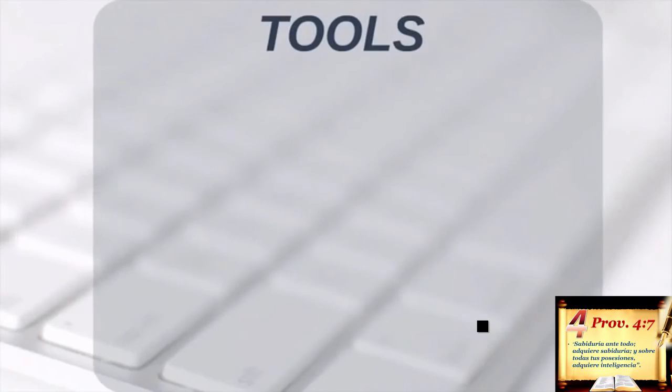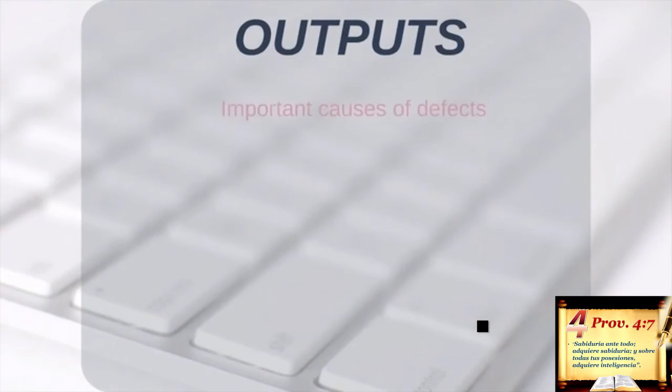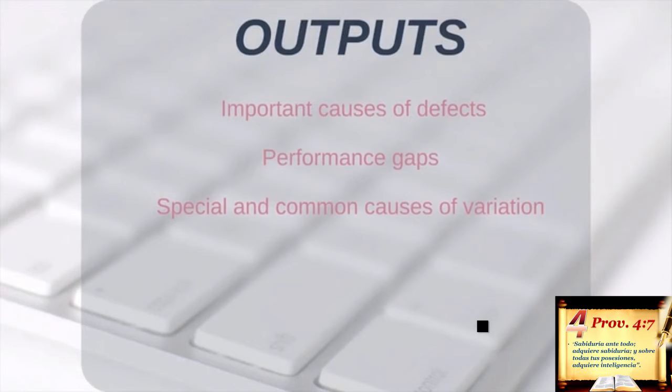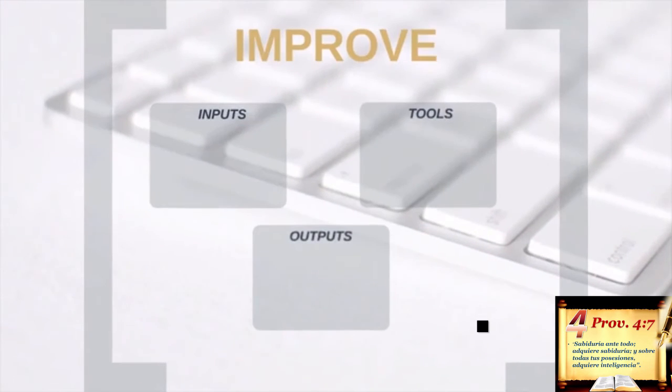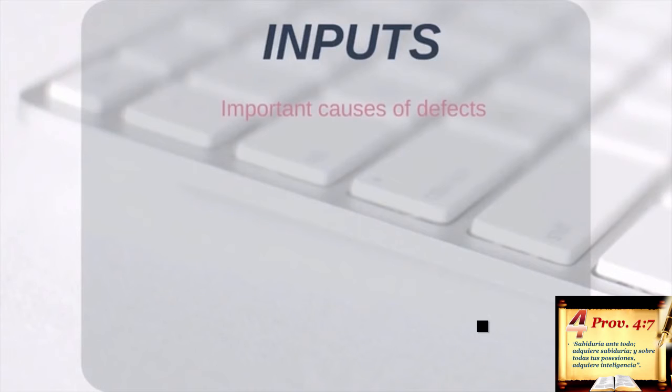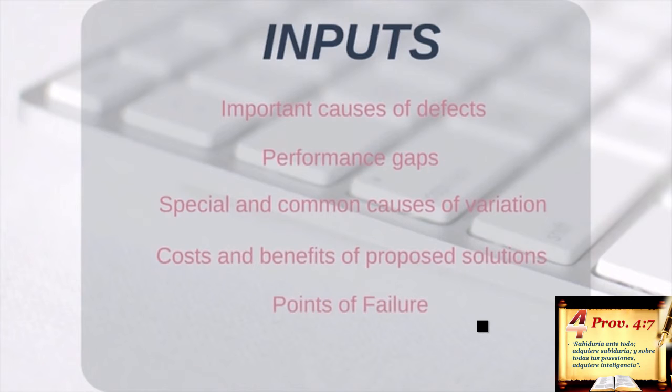The necessary tools here are failure mode and effects analysis, data analysis, hypothesis testing. The outputs of this phase are important causes of defects, performance gaps, special and common causes of variation, cost and benefits of proposed solutions, points of failure. In the improve phase, the inputs are important causes of defects, performance gaps, special and common causes of variation, cost and benefits of proposed solutions, points of failure.